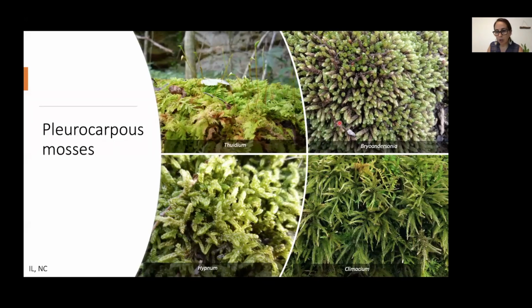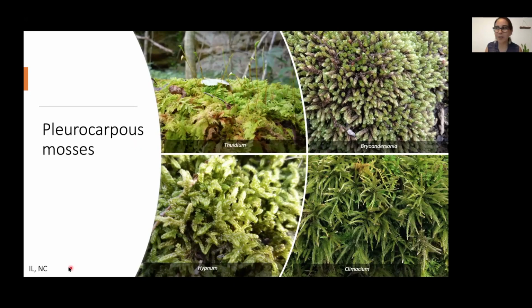And then at the bottom you have Climacium, and there are other mosses that look like that. They are dendroid, which means they grow kind of like a tree. So they are a little bit taller and they have kind of a stem, and then they diversify. Okay, let's go to the next.